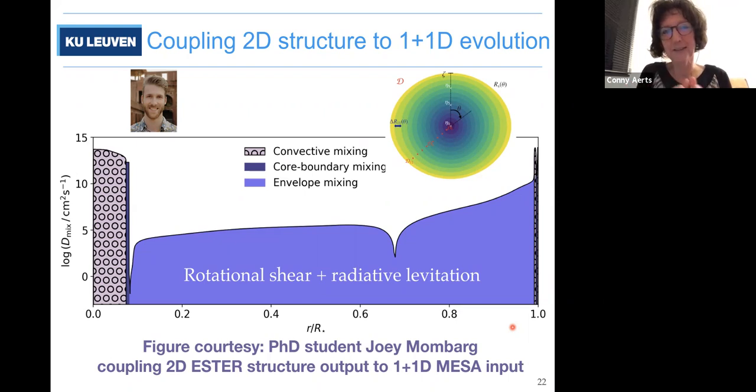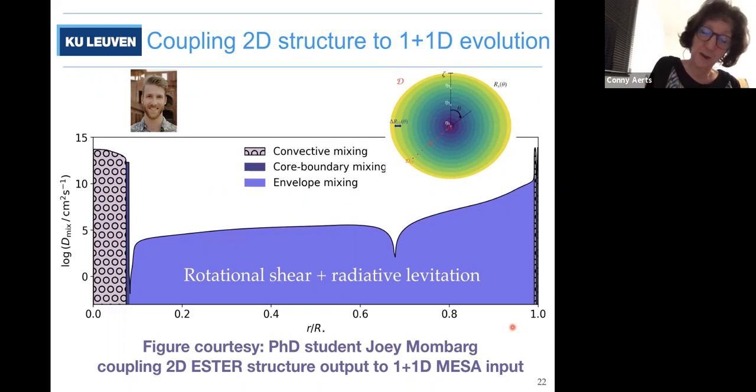And so what we have been doing is setting up a nice collaboration with Michel Rieutord, who is a geophysicist, astrophysicist in Toulouse. He has a 2D structure code called ESTER. He would say ESTER because he's French speaking. And what does ESTER do? It computes fully consistently two-dimensional stars, flattened by rotation, where he takes on board all transport processes due to rotation in a self-consistent way.